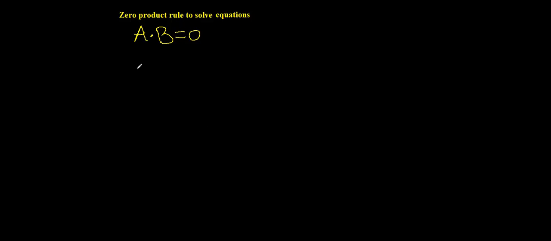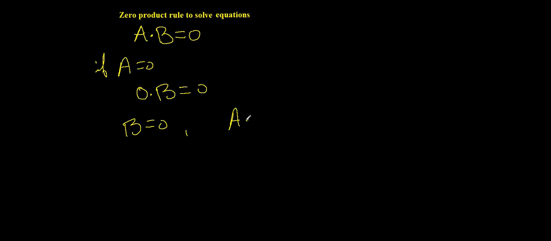The zero product rule. What is the zero product rule? Well, if you have an equation that says a times b equals 0, this is true if a equals 0, because if a equals 0, that means that we can write 0 times b equals 0, and according to algebraic rules, anytime you multiply 0 times any whole number or any number, you get 0. So also, if b equals 0, this implies also that a times 0 is equal to 0, because 0 times any number will be 0.